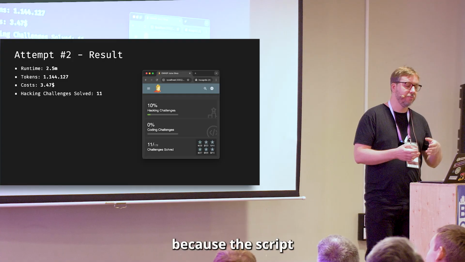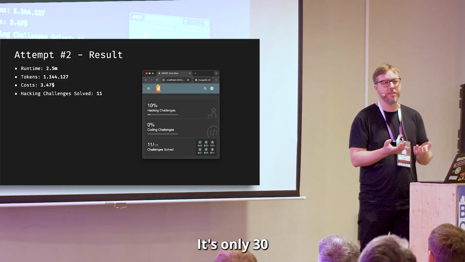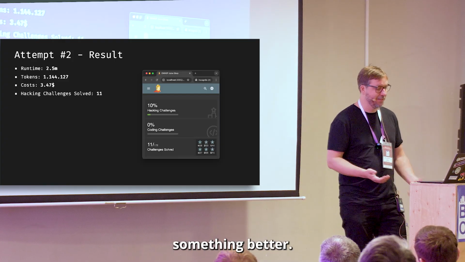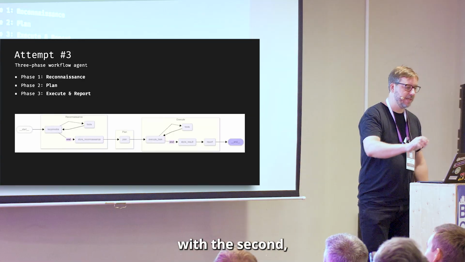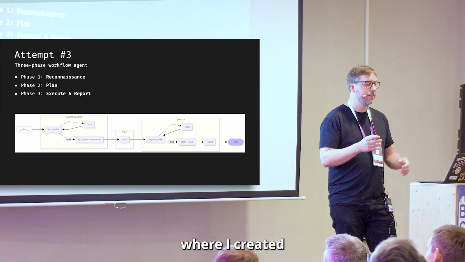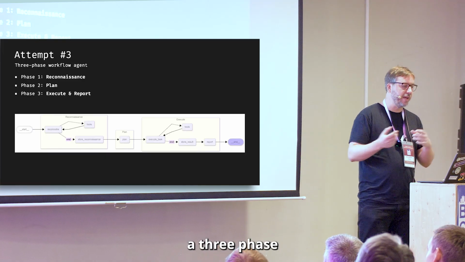It's already impressive because the script is really small. I didn't do that much, right? It's only 30 lines of code, but I wanted more. I wanted something better, right? So I came up with the second, more complicated agent, where I created a three-phase workflow agent.